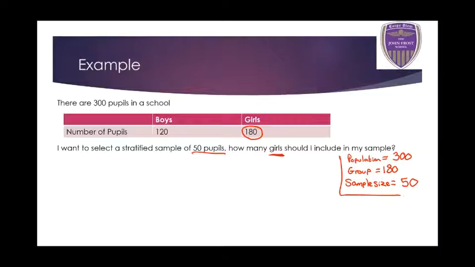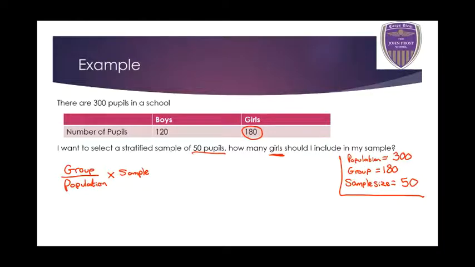Once you've found these three things: the whole population, which can change depending on the question, the group size, which is the group we're focusing on and what the question is asking for, and the sample size, which is how big a stratified sample you want, the formula is group size divided by population size, multiplied by the sample size. Then all we do is plug these numbers in.